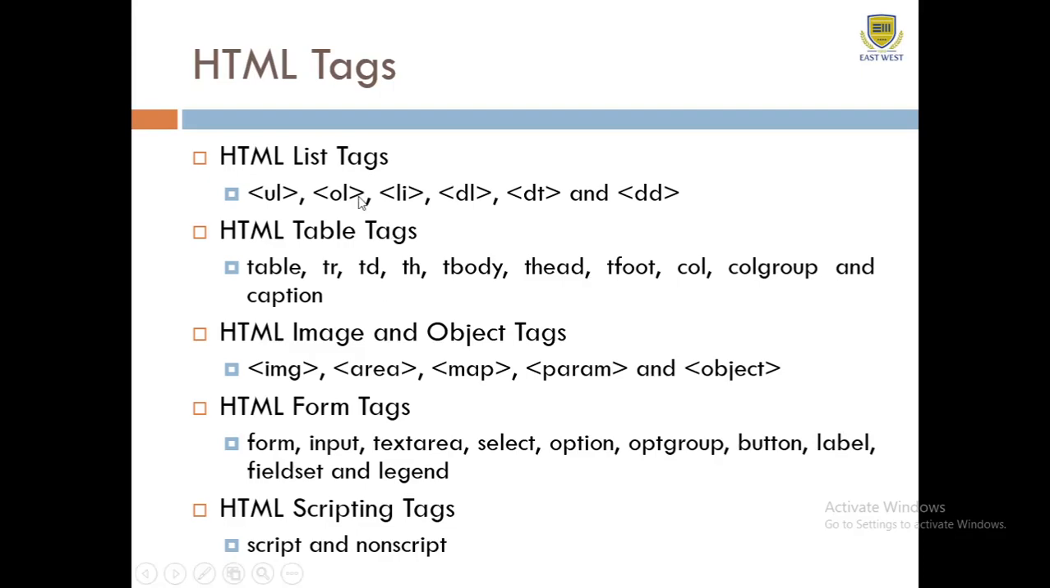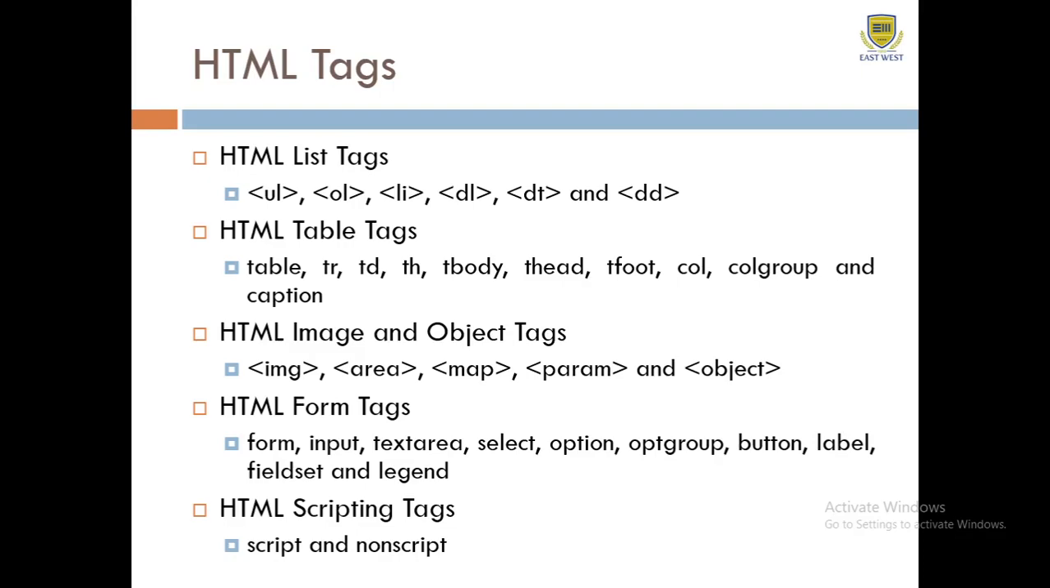Next set of tags are list tags. So list tags, I hope you can understand, are used to make a list. UL means unordered list, OL means ordered list with numerical forms like 1, 2, 3, 4, and LI means list item. Unordered lists use indications such as bullets. We will definitely understand about each of these in upcoming topics.